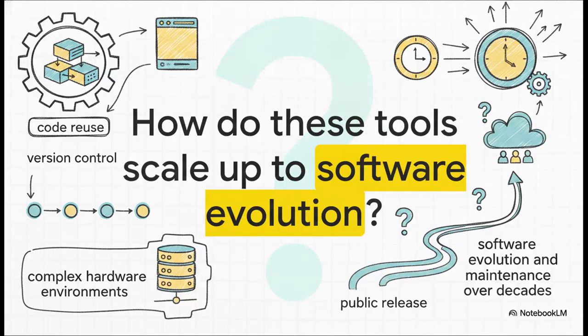I want to leave you with a provocative thought as we wrap up this explainer. Today, we learned how to implement a system by mastering code reuse, version control, and complex hardware environments. But think about this. What happens once that system is actually released to the public? How do these exact same tools scale up to manage software evolution and maintenance over decades? Because that is a whole different beast.